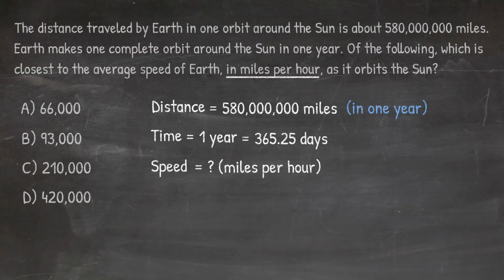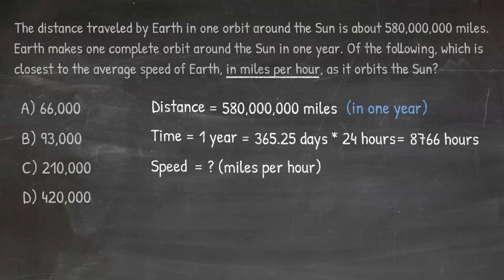365.25. 0.25 is a quarter, and we know that every 4 years we have a year that actually has 366 days. So if we average it out, that goes into a quarter of a day per year. And 365.25, as we're being very precise here, times 24 hours in a day gives us 8,766 hours in a year.